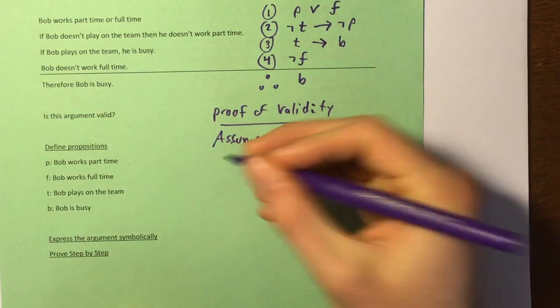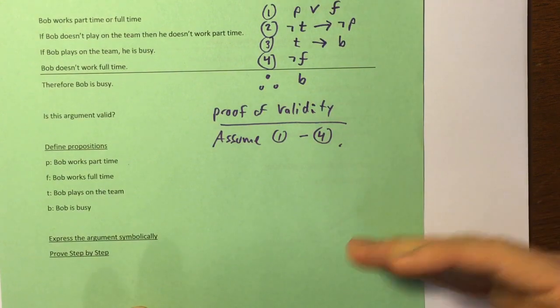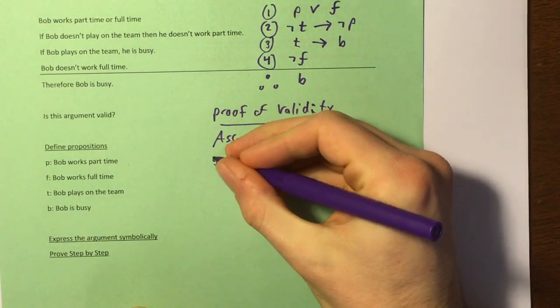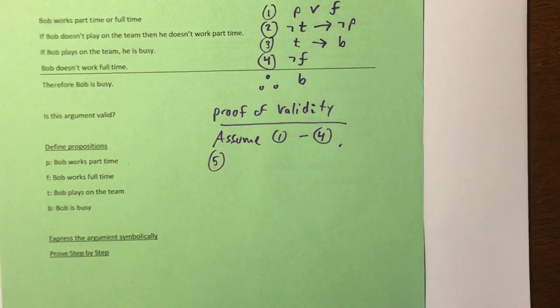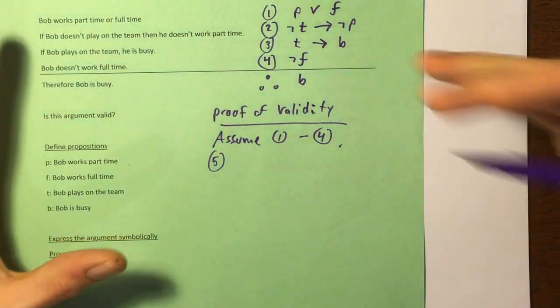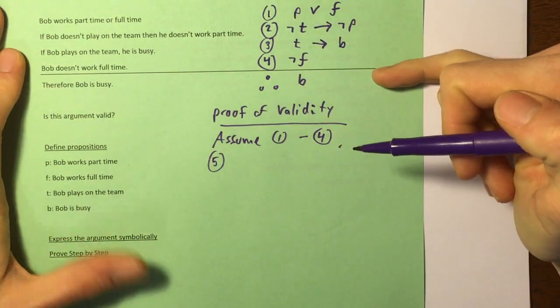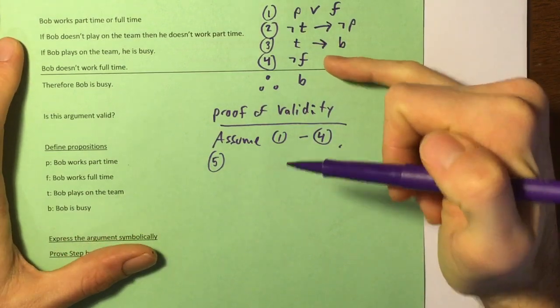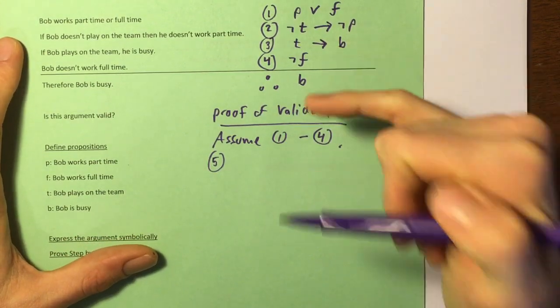Now I'm going to label each step in my proof with another number, and then I can actually refer back to those numbers if I need to. So 5. Let's see what we can do. I know I said if we're assuming not F, then we might be able to get F is false. That would be one way to do it, but I'm going to show you a different way.